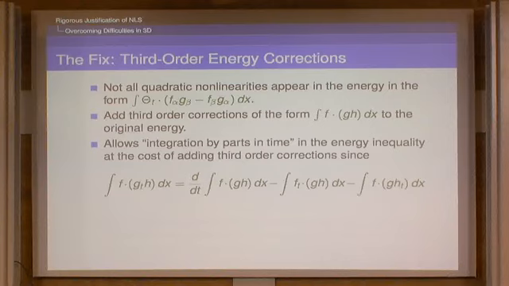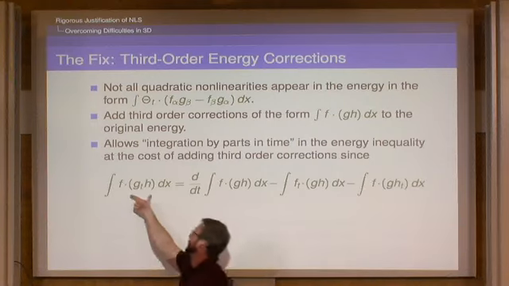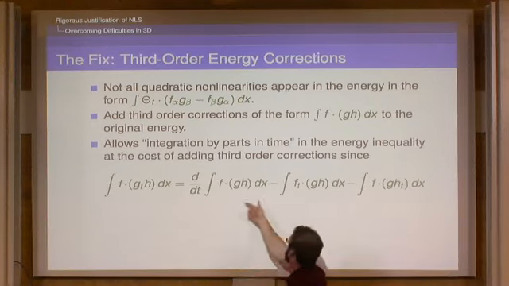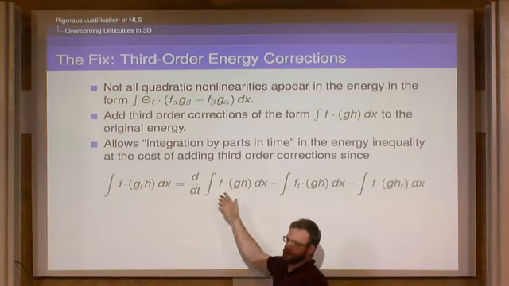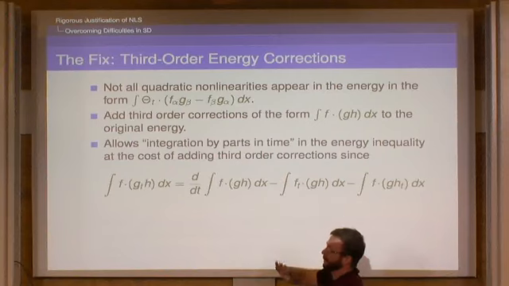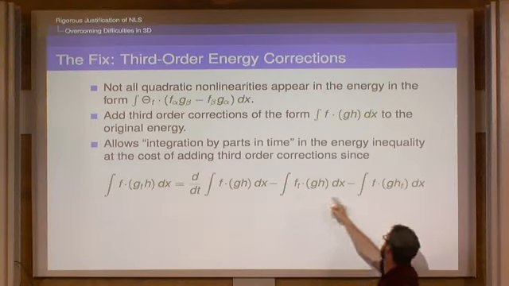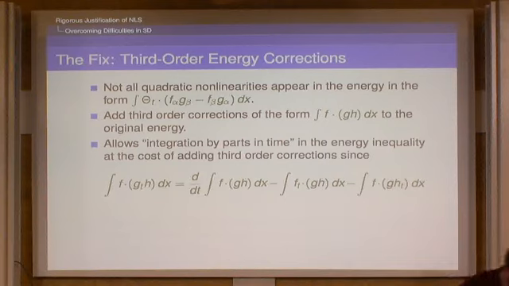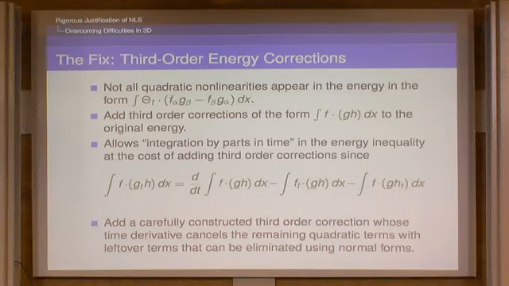When you do that, it's as though if you had a term like this in your energy estimate, you could, at the expense of putting something like this in the energy, which is lower order, or higher, it's smaller anyway, you could kind of put the time derivatives in other places. And so what you have to do is add a really, really carefully constructed third-order correction that kills these quadratic nonlinearities that are in the wrong form. And by doing that, you either get ones that are in the right form, or you just cancel them off entirely. You can just sweep the rest up by using more normal forms.